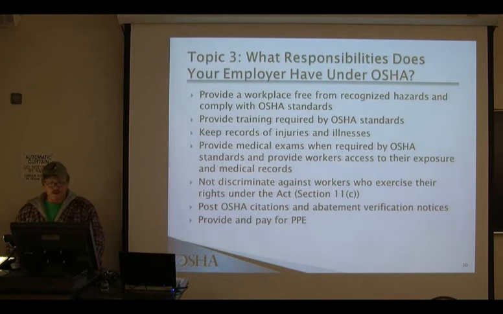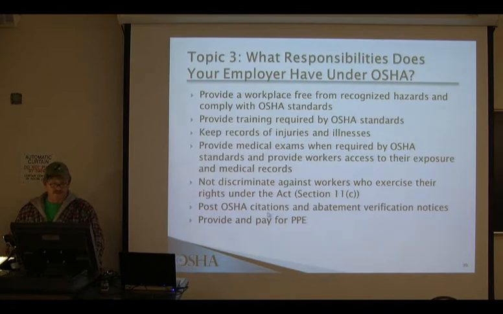All right, provide training required by any OSHA standard. They have to do that. They have to keep records of your injuries and illnesses. They have to provide medical exams where required by OSHA. So if you're an asbestos worker, they have to provide a medical exam for you. If you're a radiation worker, they have to provide a whole body exam or a general exam for you. And they have to document that they provide that.